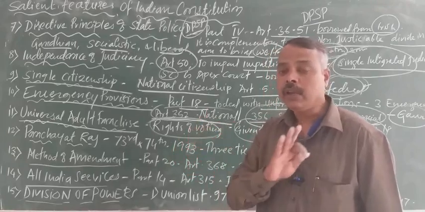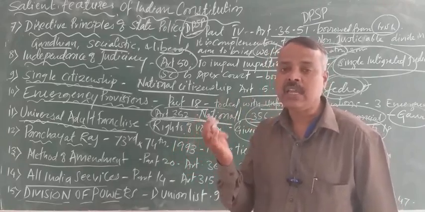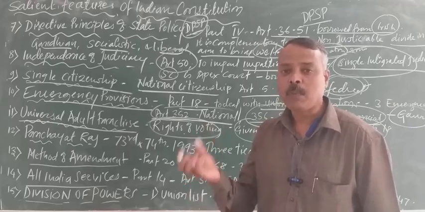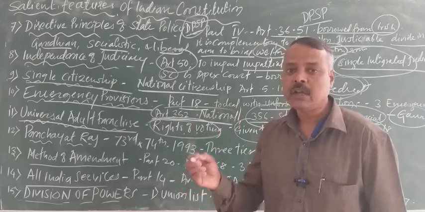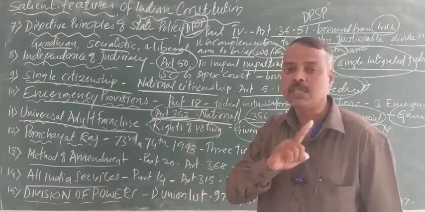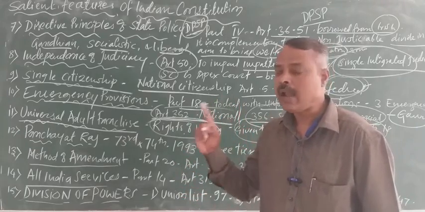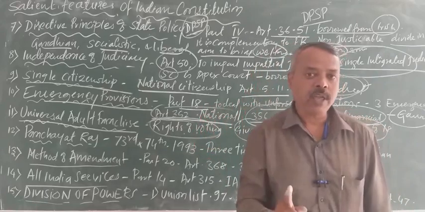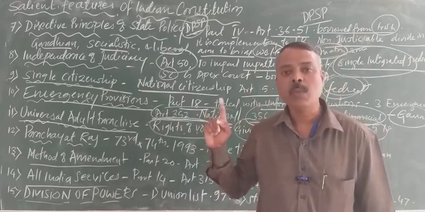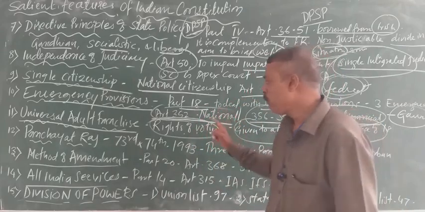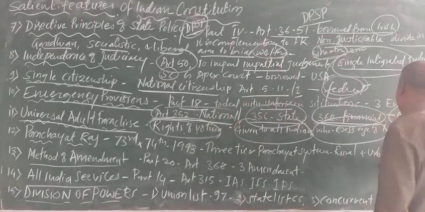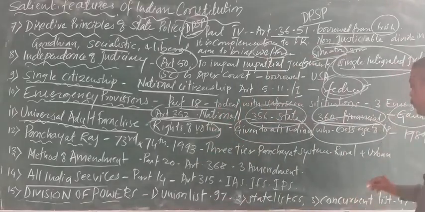Here, irrespective of his caste, creed, religion, language, education, property or gender, no discrimination is made to grant this right of voting. The only condition is he must be a citizen of India and must have attained the age of 18. Up to 1989 the age of voting was 21.